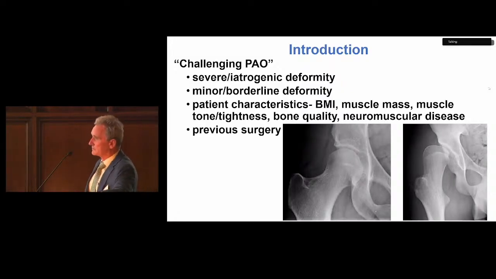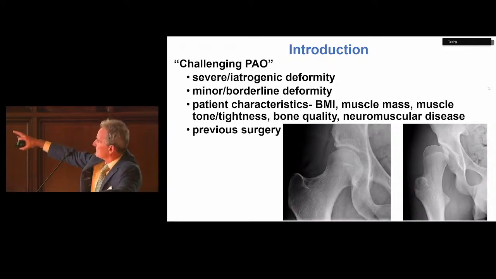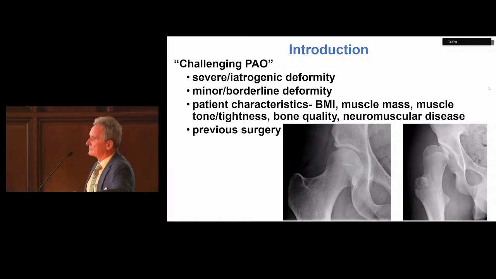So what's a challenging PAO? A lot of different things kind of fit into that category. We can have severe dysplasia or an iatrogenic deformity of the pelvis that can be certainly challenging. The minor dysplasia or the borderline hip, as mentioned earlier, I think by Cecilia, that can be very challenging as well, as shown down here on the image on the left. That was a multifactorial instability that I did a PAO on that had a great outcome, but just a little challenging just trying to balance and know exactly where to put it.